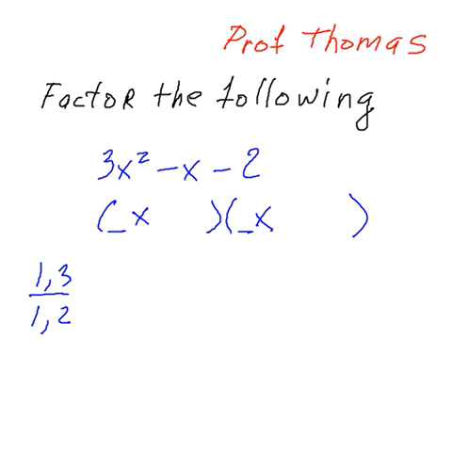This is kind of a simple one because the two coefficients are prime numbers. The next thing that I'm going to decide is what kind of signs do we want. And they have to be plus and minus in order to produce the negative 2 at the end.